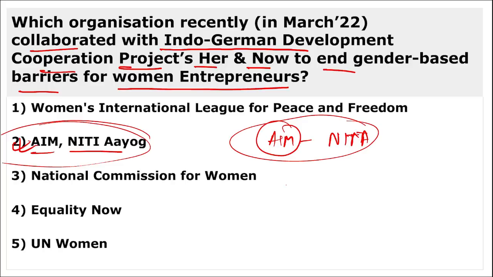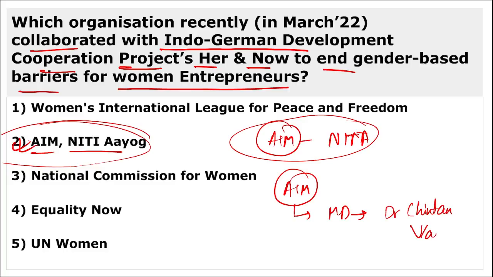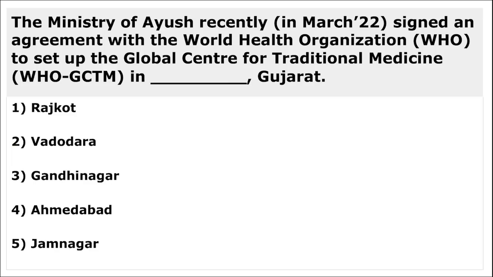If we are talking about AIM, Atal Innovation Mission, who is the mission director? Dr. Chintan Vaishnav. Dr. Chintan Vaishnav is the current mission director of Atal Innovation Mission. And when was it established? It was established in the year 2016.